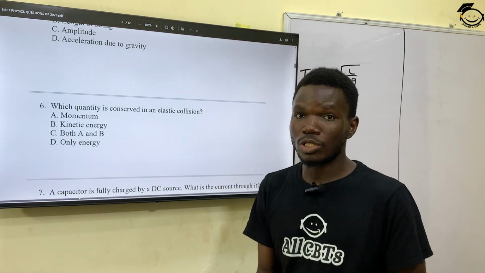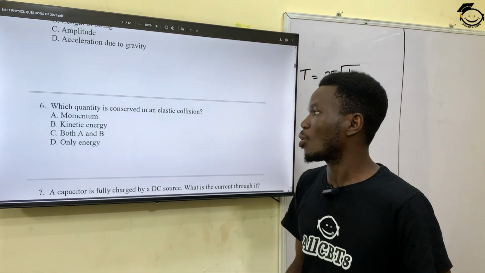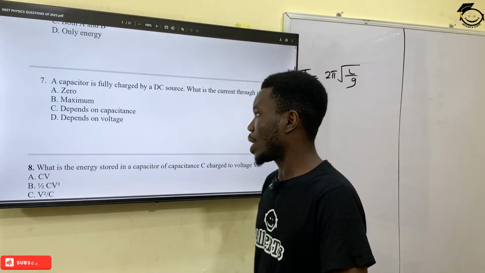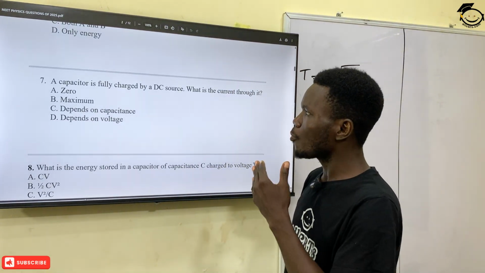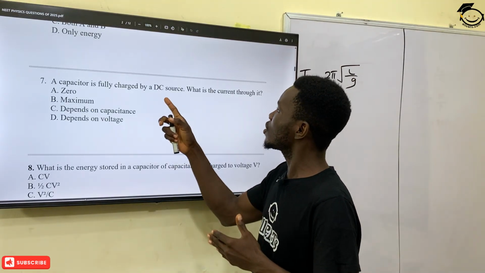So the correct answer to this question is option C, which is what? Both A and B, which is what? Both momentum and kinetic energy. So that takes us to question number 7, which says a capacitor is fully charged by a DC source.